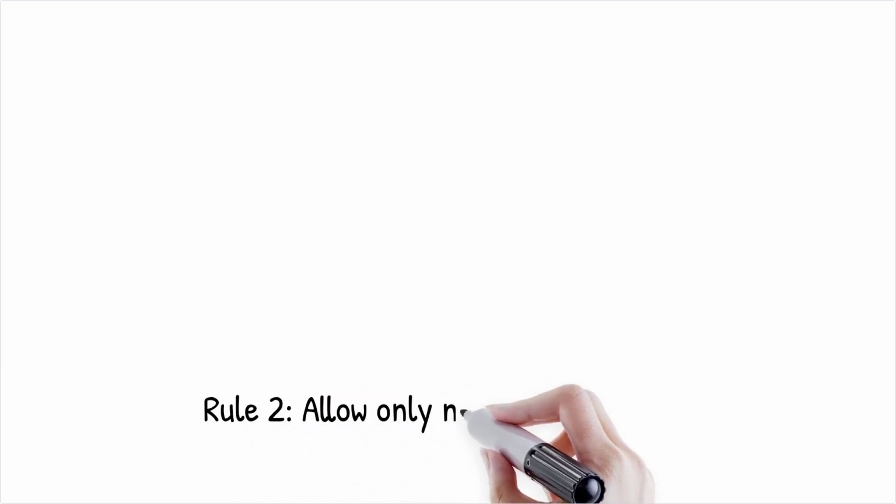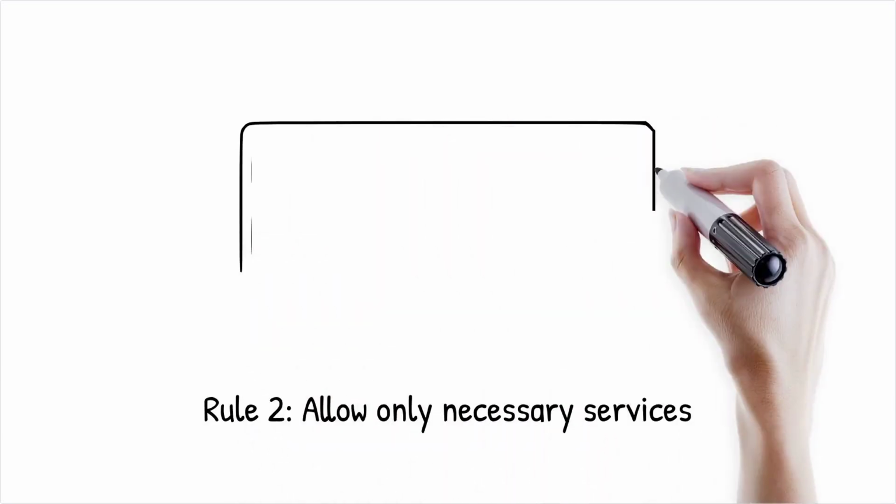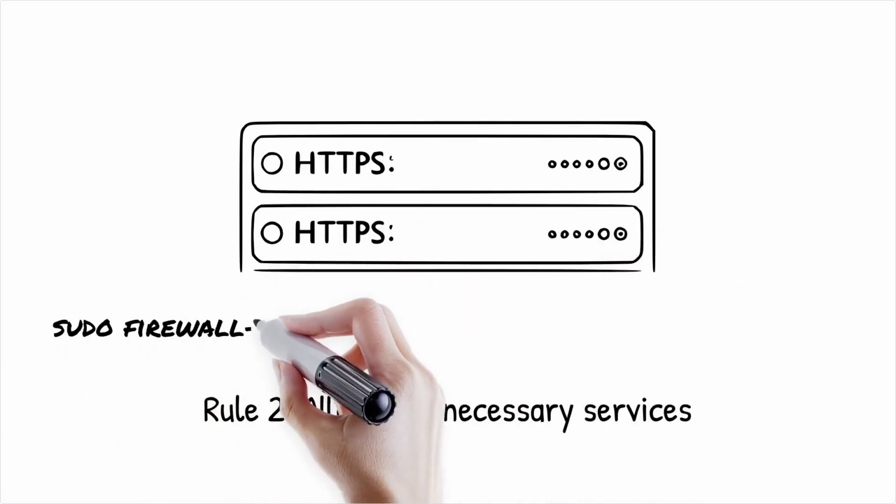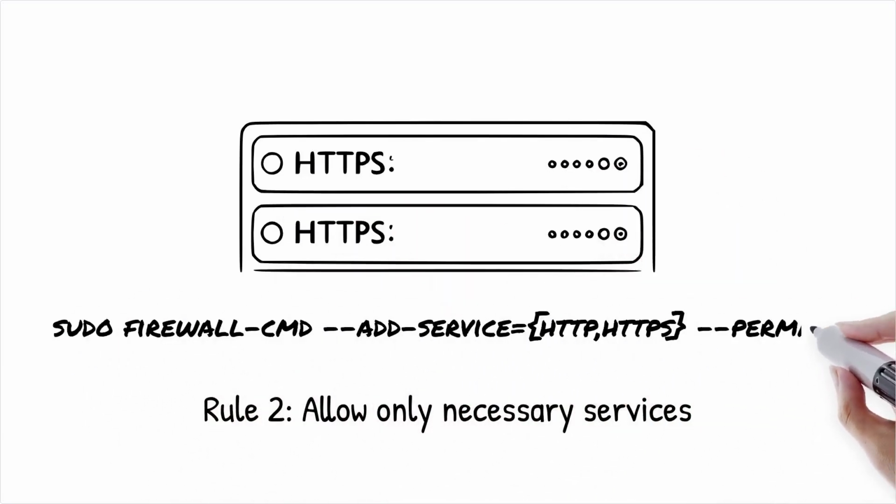Rule number 2, allow only necessary services. If your system is a web server, allow HTTP and HTTPS, but deny everything else. Less exposure means fewer vulnerabilities.